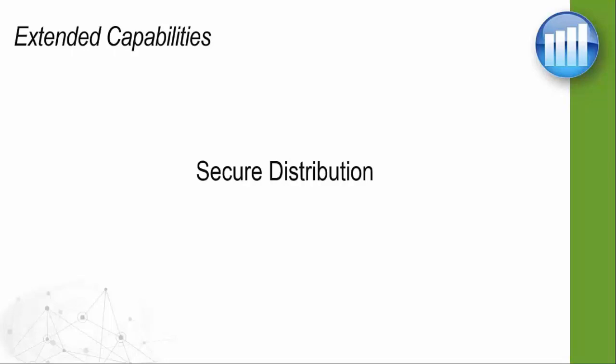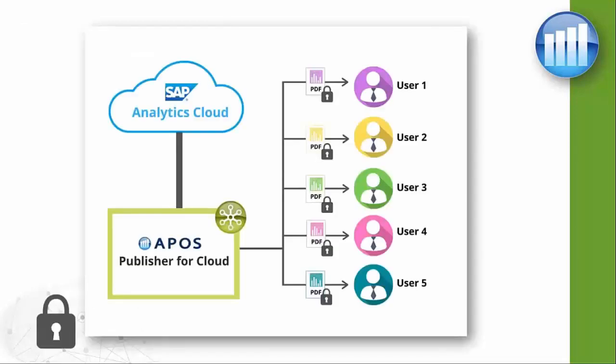Another important one is secure distribution. So let's take PDF as an example. So we have stories that contain sensitive data. We have a use case scenario where they need to be sent out to external customers through email. Now, how do we secure that content? So what we can do here is secure the attachment with password protection.